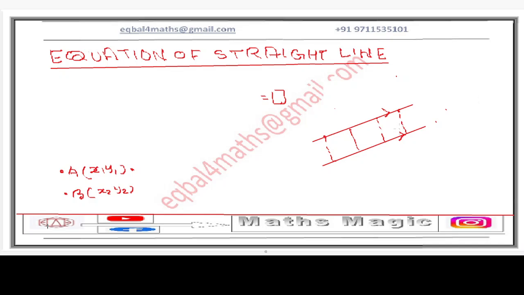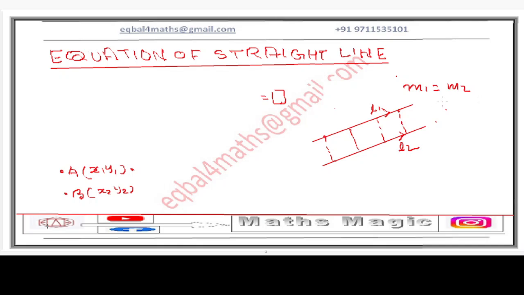So what is the relation of parallel lines in terms of gradient? In terms of gradient, we can say that if two lines are parallel, then their gradients will be equal, right? If this is line 1 and this is line 2 and they are parallel, their gradients will be equal, or vice versa. If lines are parallel, then their gradients are equal.